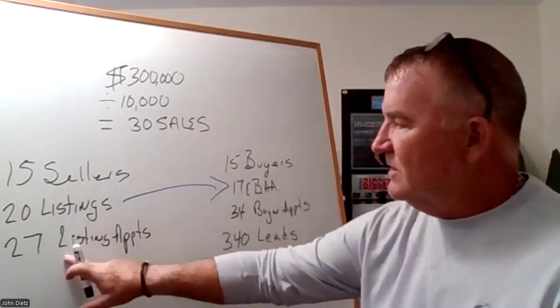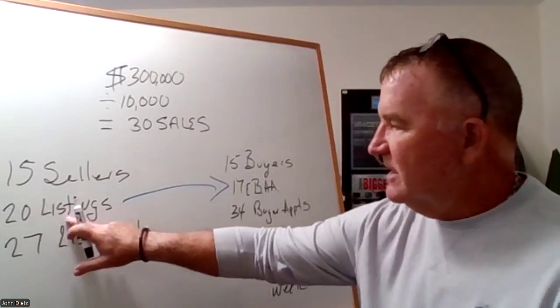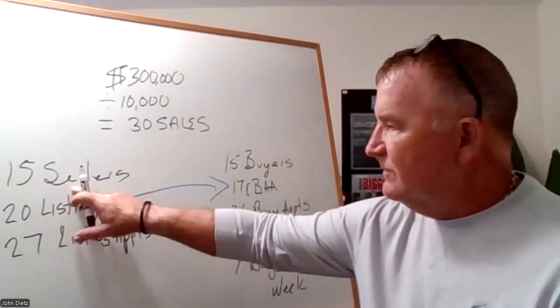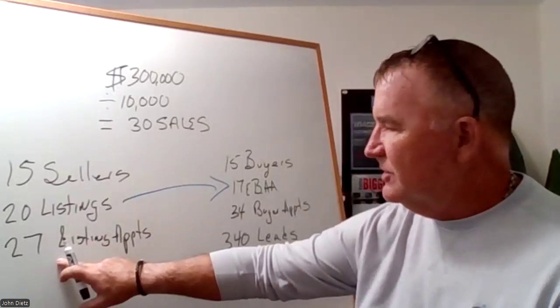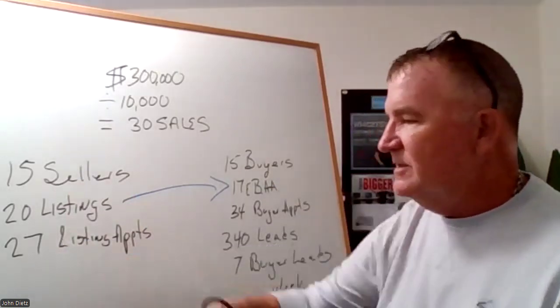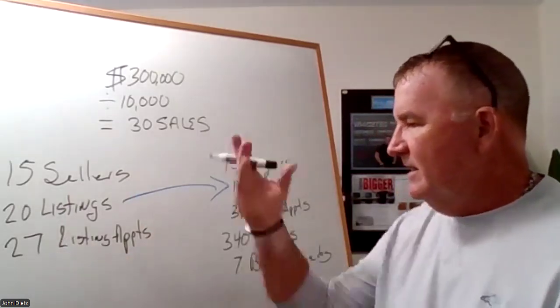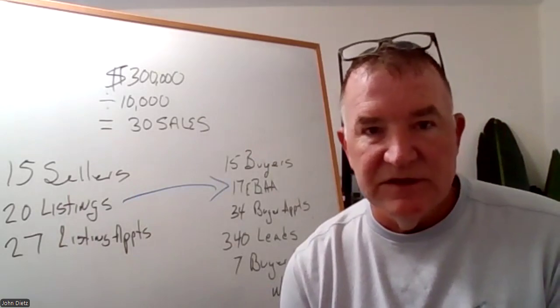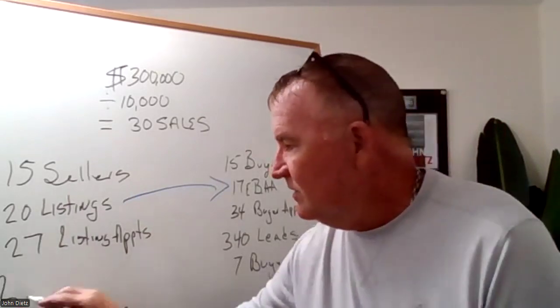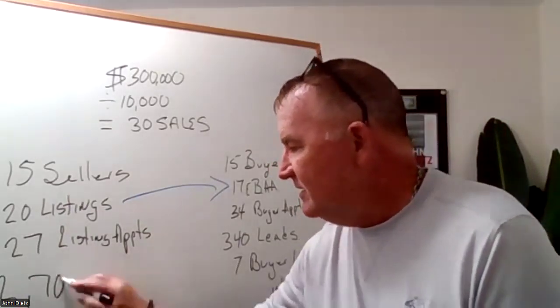I need to go on 27 listing appointments in order to take 20 seller listings in order to close 15 sellers. If my conversion ratio from a conversation to an appointment is 100 to 1, then I think that was 2,700 conversations in order to generate 27 listing appointments.